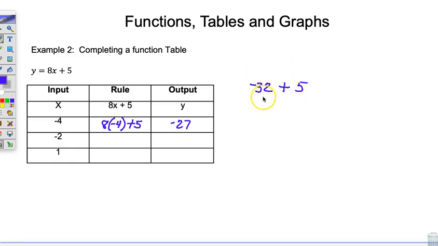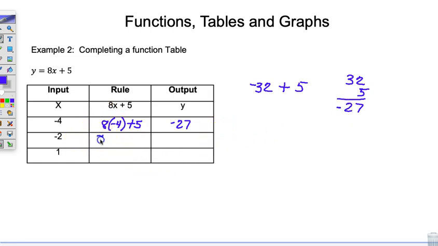Remember the rules for adding integers. When one is negative, while the other is positive, you have to find the difference between the two and keep the sign of the higher absolute value. So if I find the difference between 32 and 5, it is 27. Since I have more negatives than I do positives, it is a negative answer.